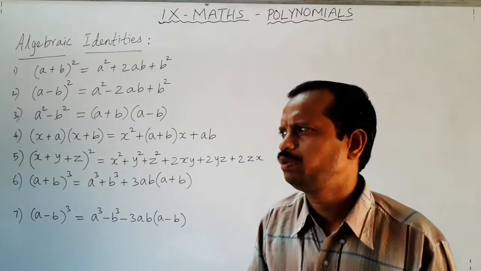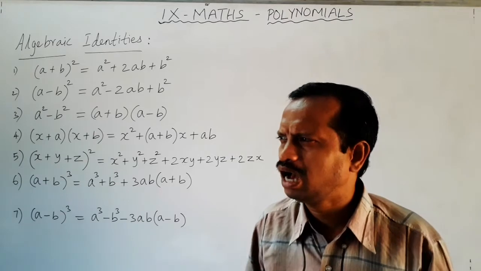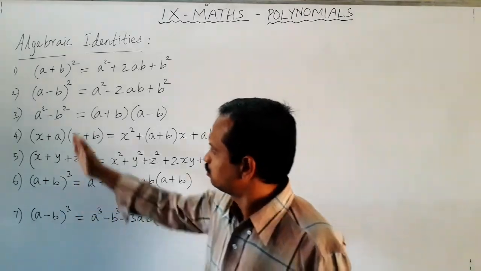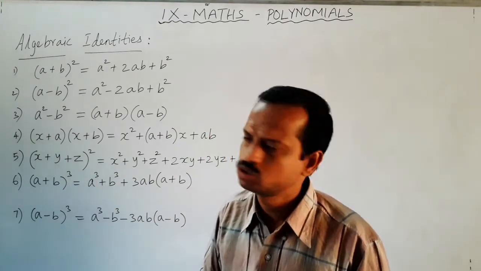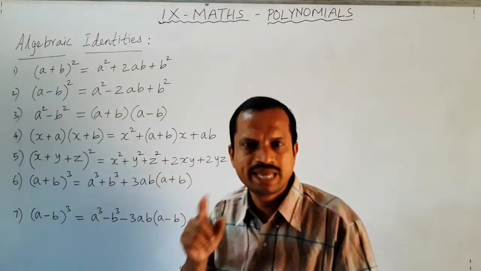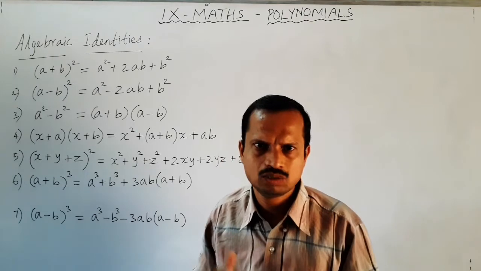I already explained this when we started polynomials. That is nothing but variables. Clear? So A, B, X, Y, Z, like that. Any unknowns we can use. In your book, you see for A and B, they have taken X and Y. So X plus Y whole square. So anyway, you can use any unknown.